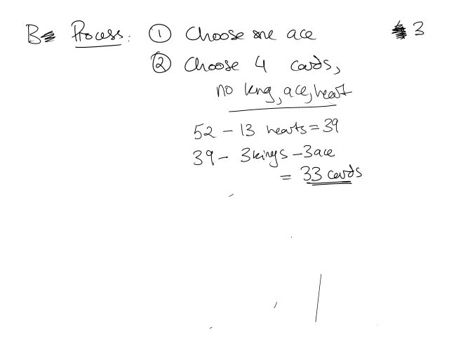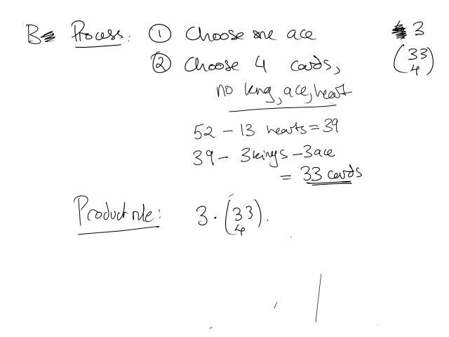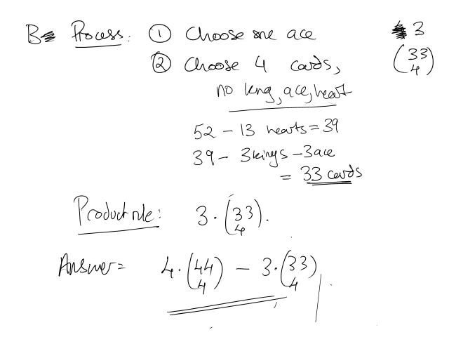And the total number of ways of choosing 4 things out of 33 is 33 choose 4. Okay? So again, by the product rule, the total number of ways is 3 times 33 choose 4. So the answer is 4 times 44 choose 4 minus 3 times 33 choose 4. And I'm not going to ask you to simplify these huge numbers in the exam. You can just leave them in this form and that's fine.